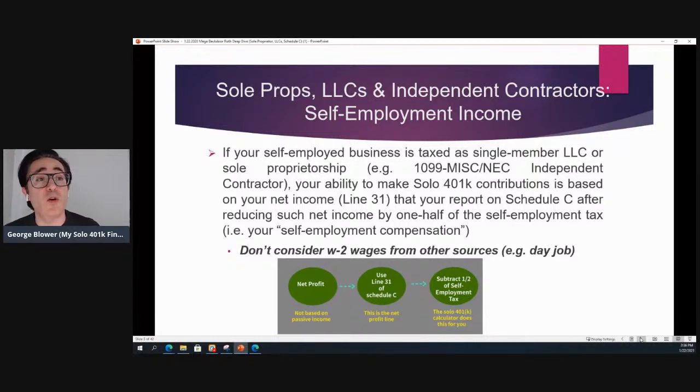We have a calculator on our website that will tell you what 1/2 of your self-employment tax is, or we can help you figure that out as part of our ongoing compliance support. One thing to keep in mind is that you don't want to consider W-2 wages from other sources. If you have a day job and also a side business, let's say you're an IT professional and you also have a web hosting company on the side, you can't use the W-2 wages from your day job to justify a contribution to the solo 401k. It really needs to be based on your self-employment income.